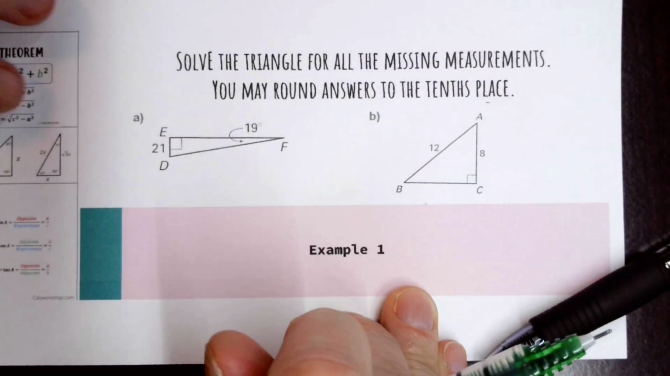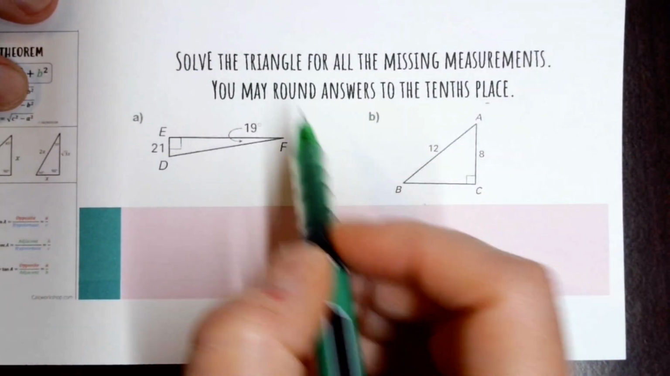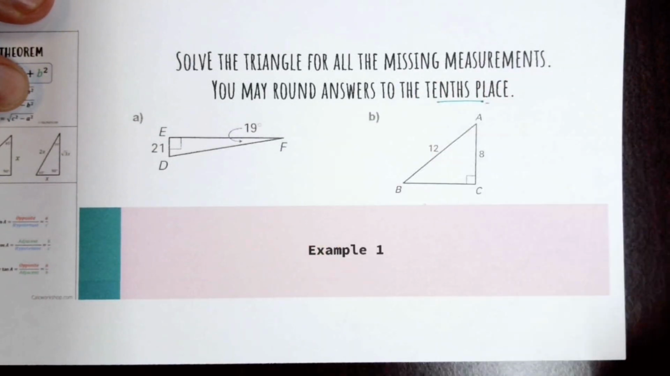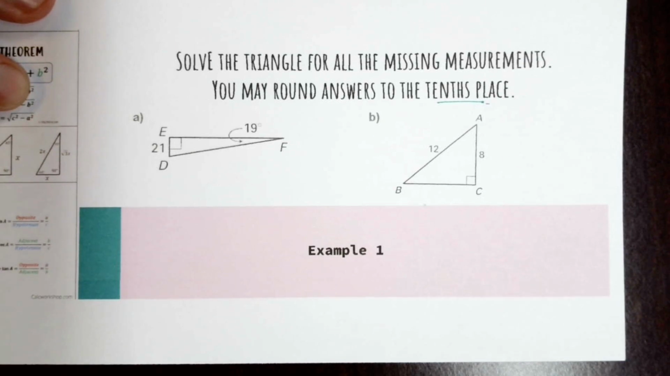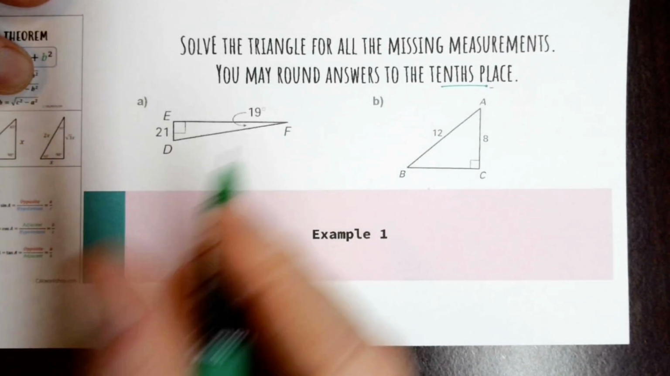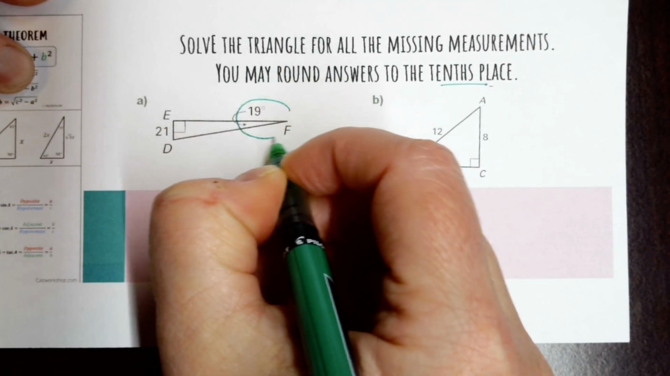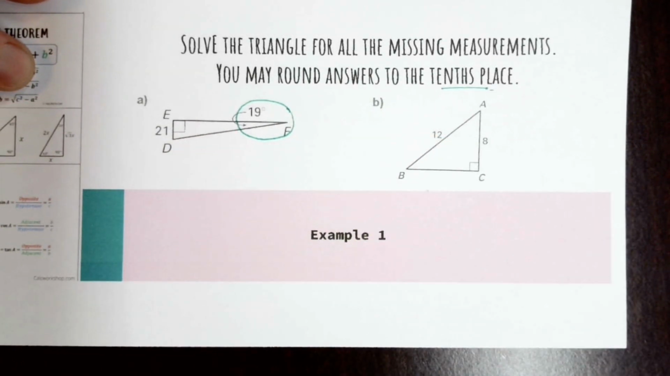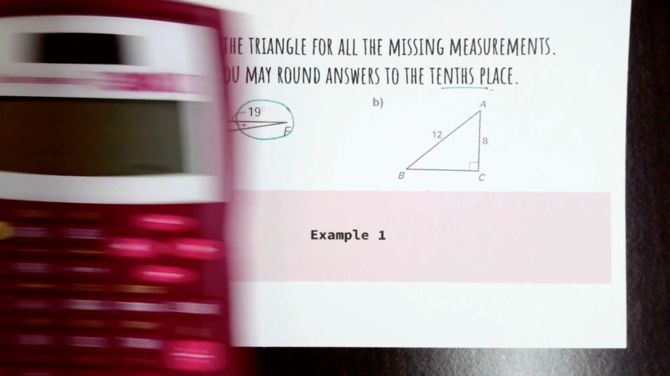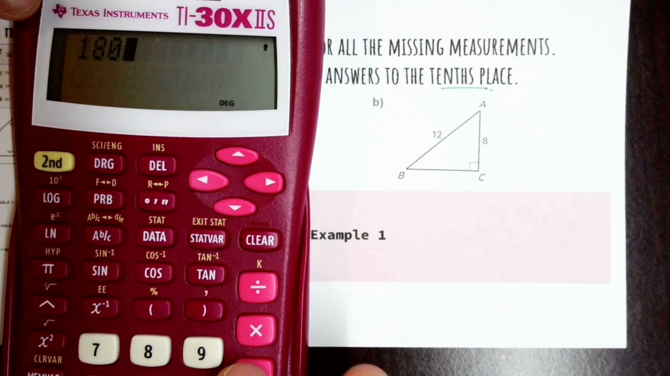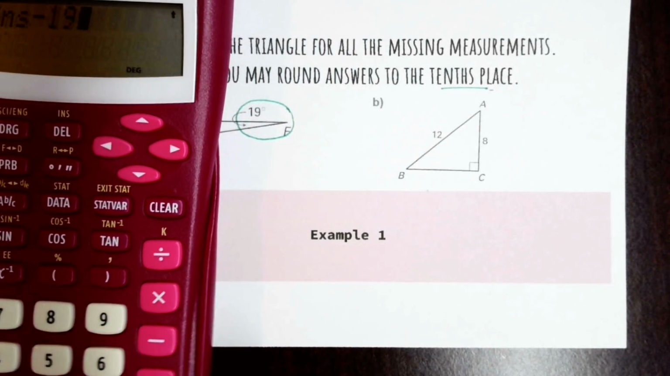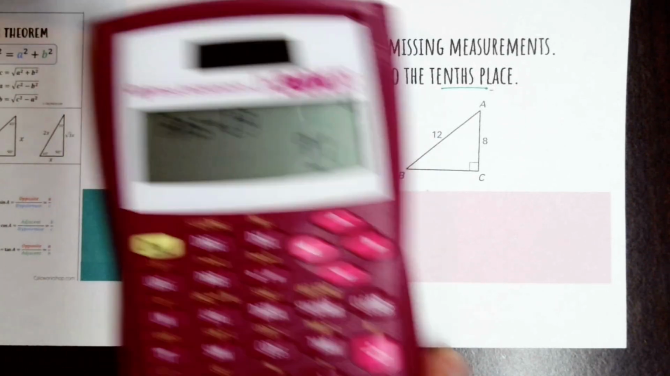Okay, so as we look at this first example, again, we're going to solve it for all of our missing measurements, and we're allowed to round our answers to the tenth place. Okay, so no matter how you solve, you're absolutely allowed to round. So here's the angle that they gave me, 19. And right away, I can go ahead and find angle D. If triangles have to add to 180, then I can absolutely go ahead and find that. Okay, so if we punch that in, we'd have 180, get rid of that 90, and then we're also going to get rid of 19. So angle D is going to be 71.